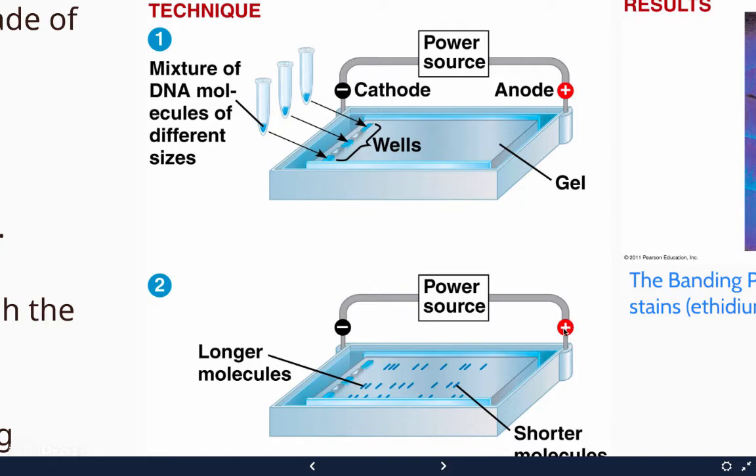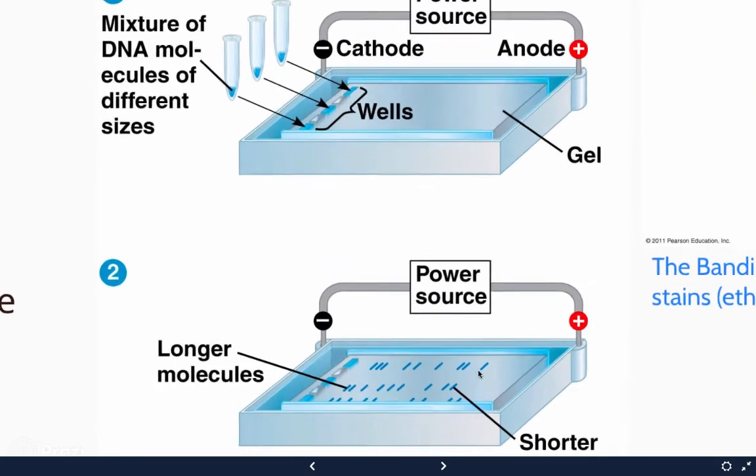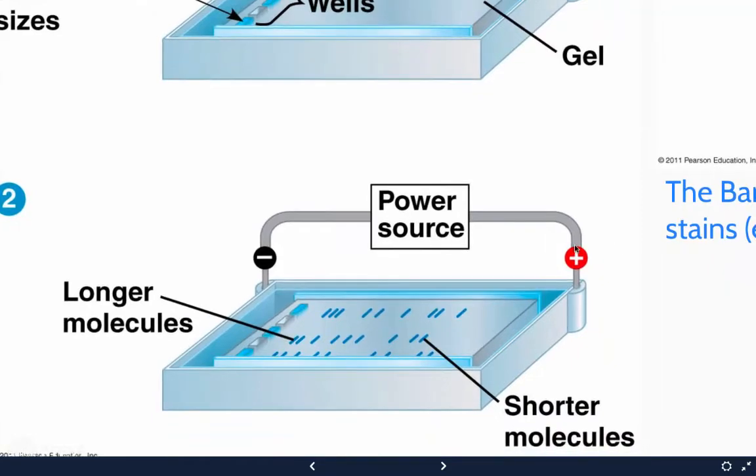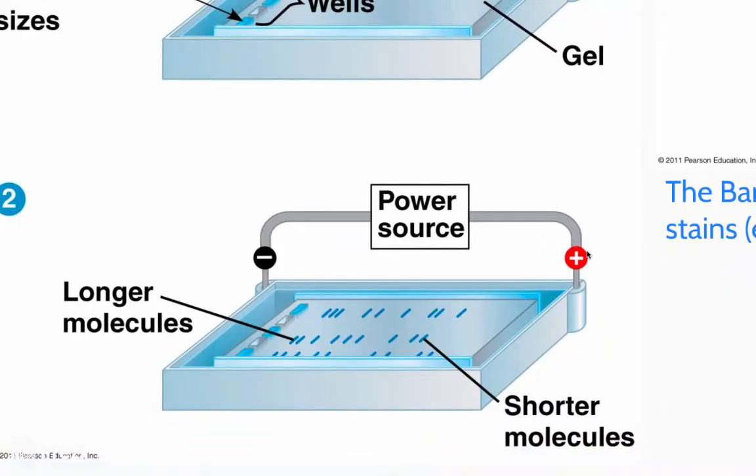If we put the plus side of the electrical current on the far end of the gel and the negative side of the electrical current on the start end of the gel, you will pull the DNA through the filter because DNA is negatively charged. And negatively charged things are going to be attracted to the positive end of the power source, to the electrical current. That's because opposites attract.